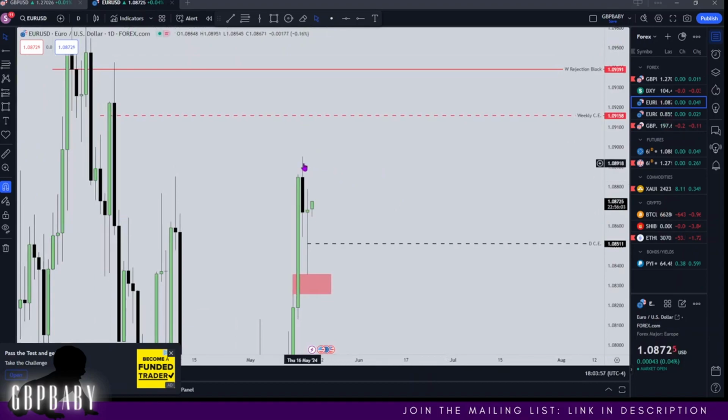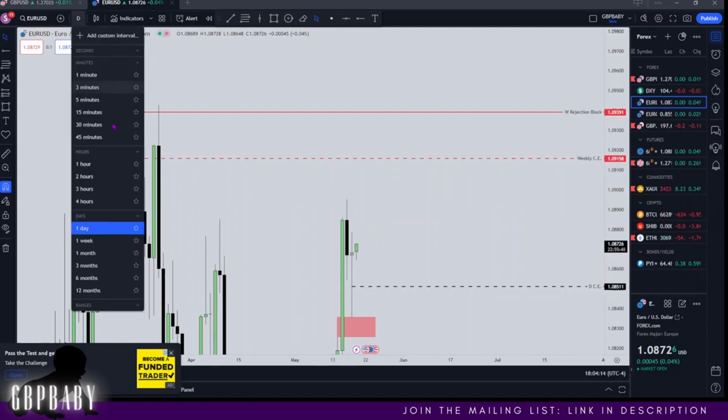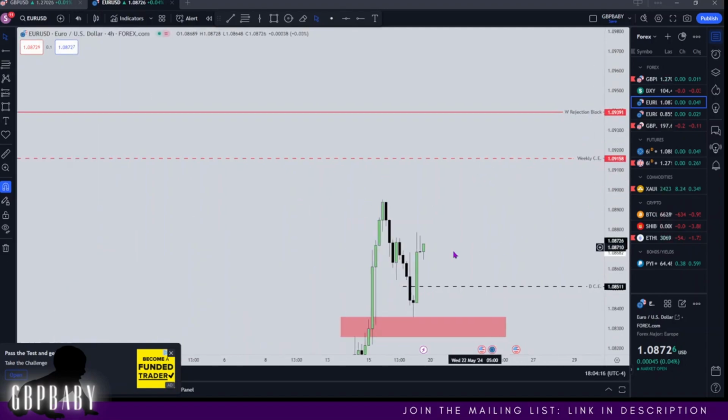And then obviously we have this high, and that's our weekly consequent encroachment level right here. Lined up nicely with a nice daily rejection block. I'm not going to bother marking that out, and then obviously we have that weekly rejection block level up there. So overall I'm just looking for higher prices for the week, with the low preferably getting made at this level to provide support. So let's go to the 4 hour real quick.